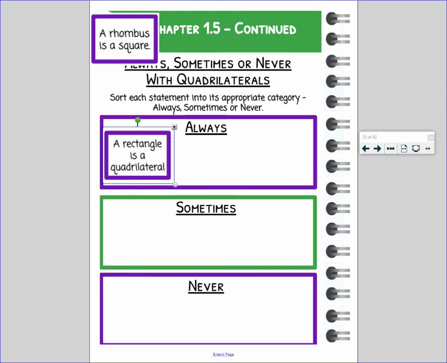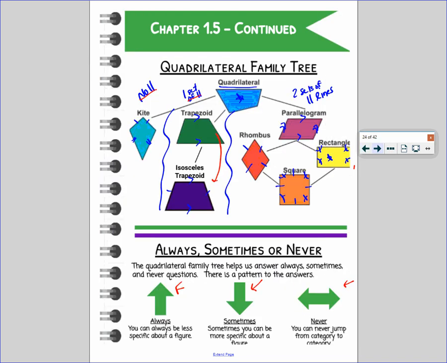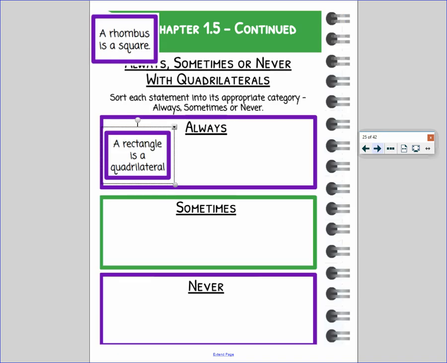A rhombus is a square. So a rhombus and a square. Notice to go from a rhombus and head down to a square, that would become more specific, right? We're heading down the family tree. So if we look at the down and our key below there, sometimes a rhombus is a square, sometimes it's not. So that is a sometimes.